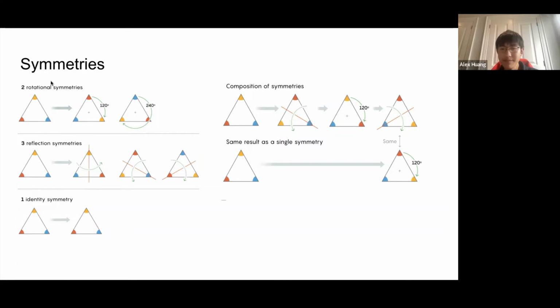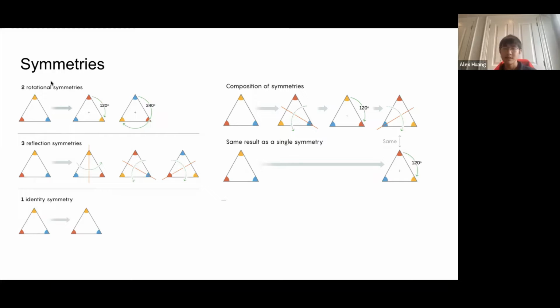And then once we have all these three kinds of symmetries, we can try to compose these symmetries to get some interesting results. So for example, here's an example of composition of symmetries. First, if we reflect the equilateral triangle across the perpendicular bisector of the left edge, then rotate it 120 degrees, then reflect the triangle you get across the perpendicular bisector of the right edge, you can see that the resulting action is actually just rotating this triangle by 120 degrees clockwise.